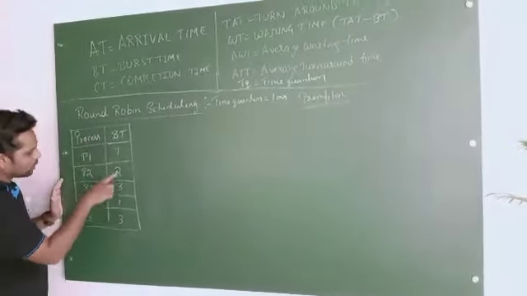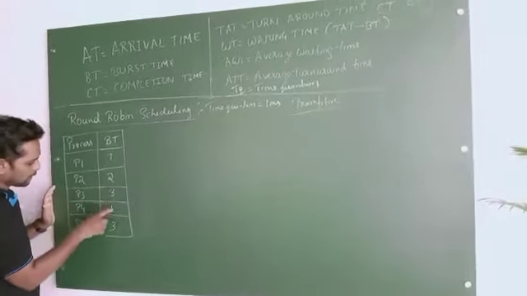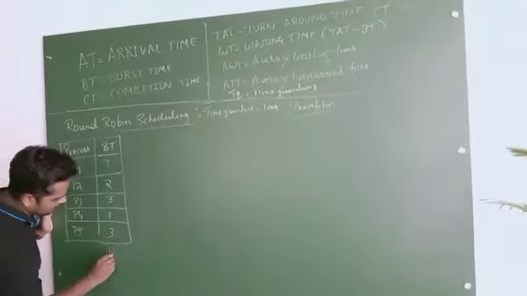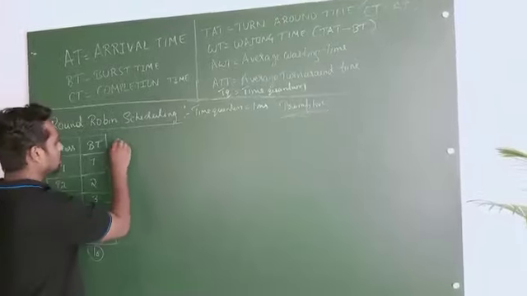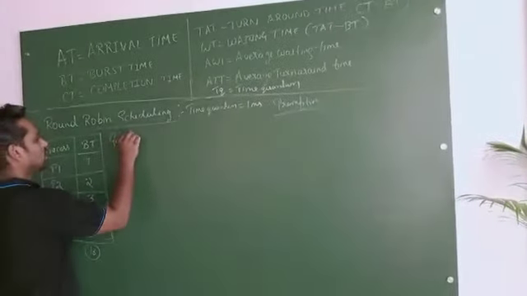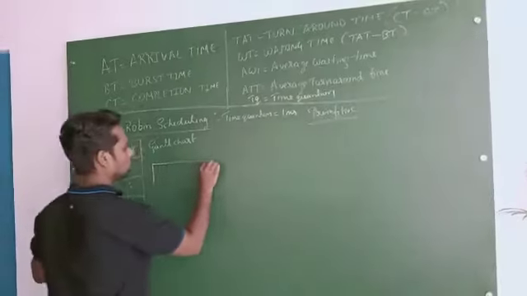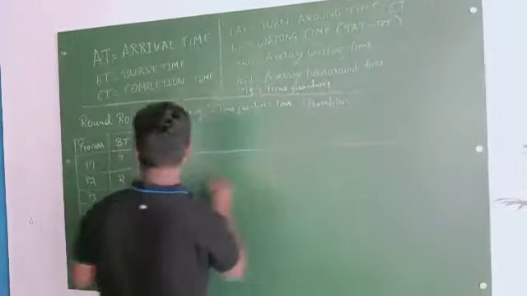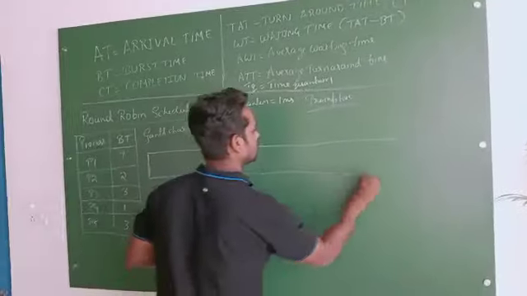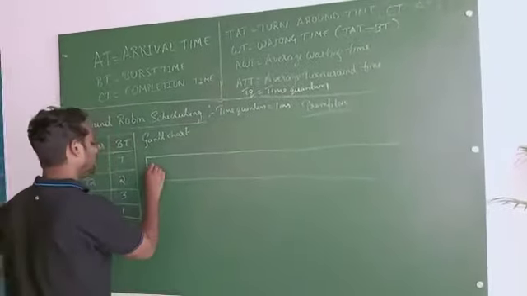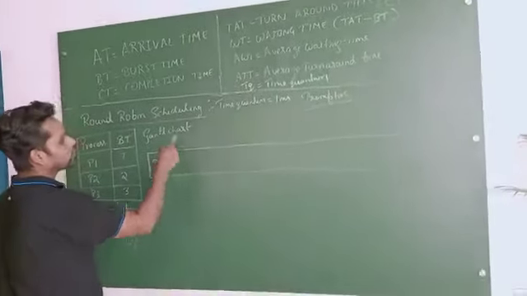I'll add all these burst times: 7, 8, 9, 10, 11, 12, 13, 14, 15, 16. You have to get 16 at the end. So I'll write the Gantt chart. It starts at 0 seconds. The first process to execute is P1.